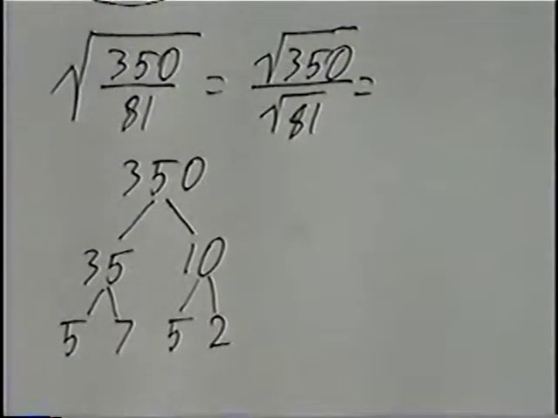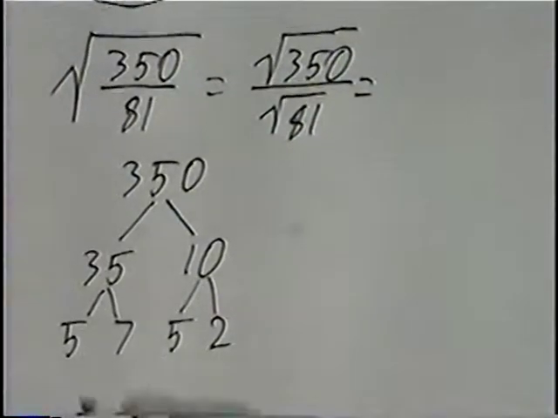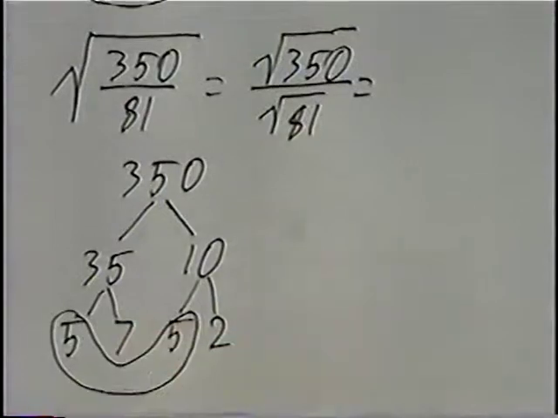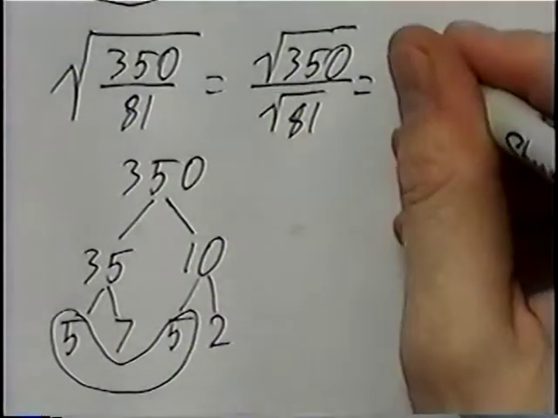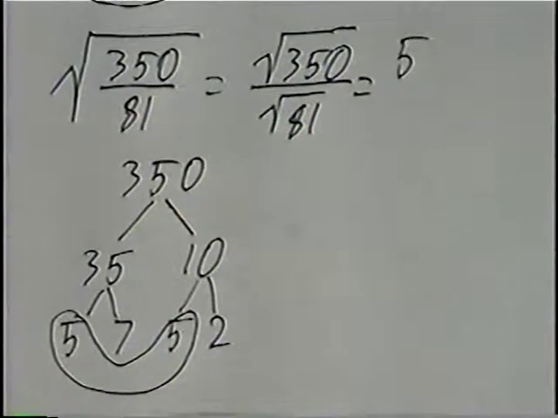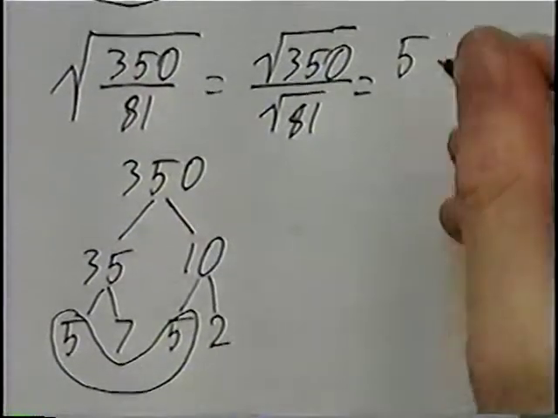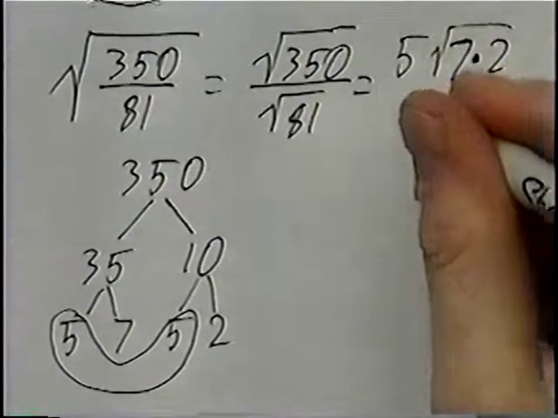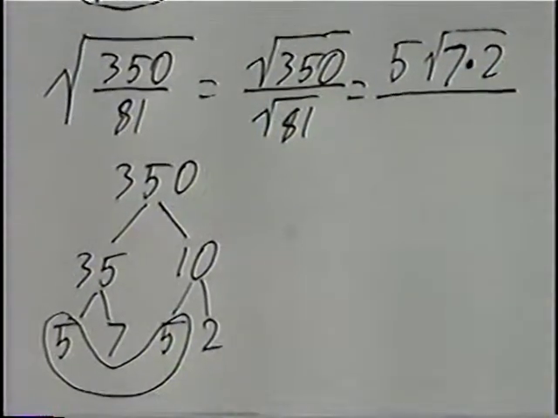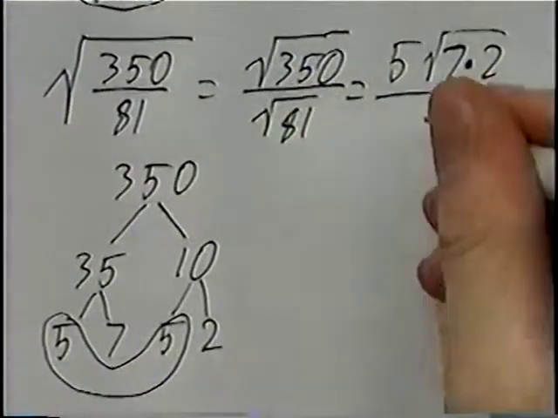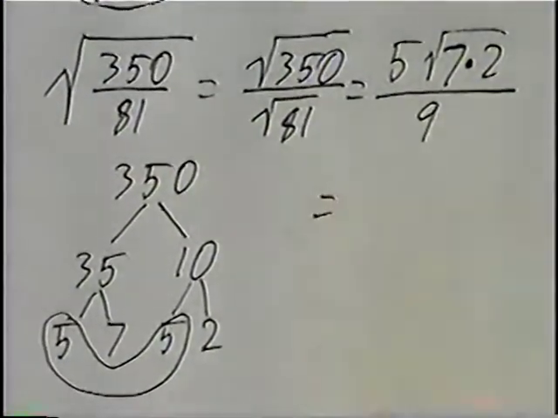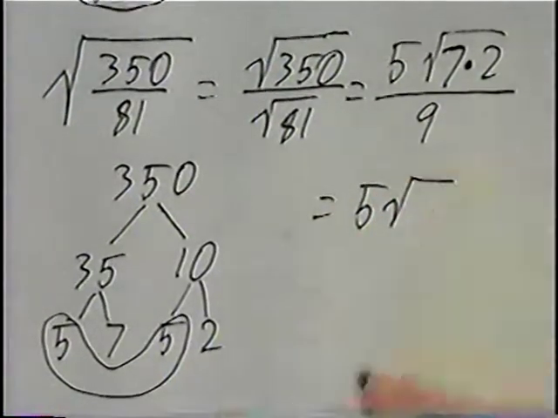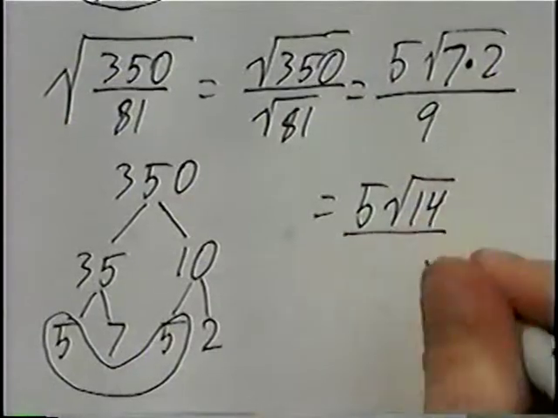Again, once you do the factor tree, the square root means we're looking for pairs, or two numbers that multiply. We have one pair of 5s, which we can circle. If you circle a single pair of 5s, again, the number outside the square root would be 5. We have two prime factors that we did not circle, 7 and 2. Those will go inside the square root and we'll multiply them, 7 times 2. For the denominator, square root of 81 would just be 9. So our answer would be 5 square root of 14 divided by 9.